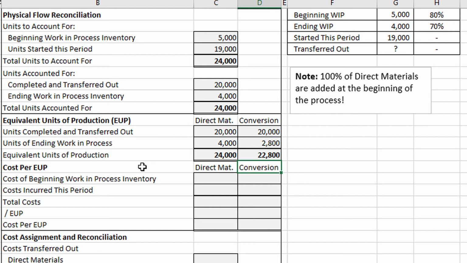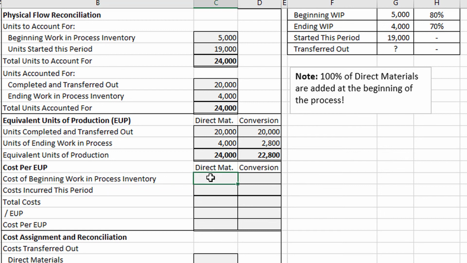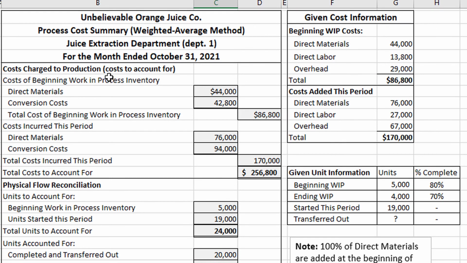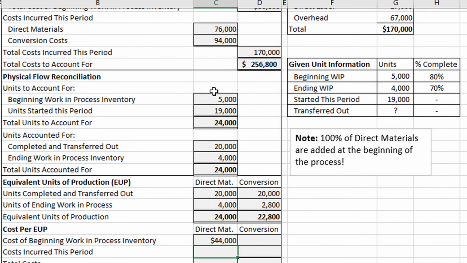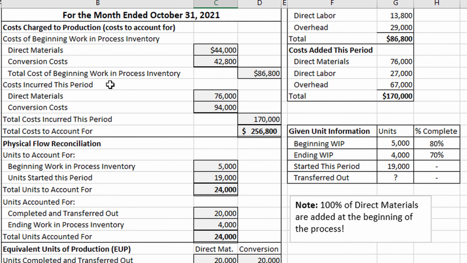For the weighted average method, we assign the cost per equivalent unit based on the cost of beginning work in process inventory and the costs incurred this period. Whereas when we do the FIFO method, we will only consider the costs incurred this period. So these are costs that we've already kind of used before. First, the cost of beginning work in process inventory for direct materials. We can look back up here. That's 44,000. And then the cost incurred this period for direct materials, go back to that same section, it's 76,000.